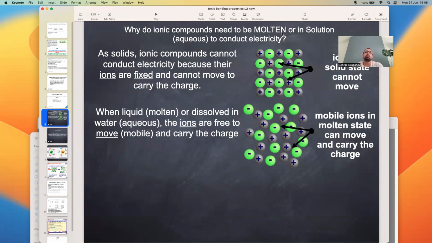Why do ionic compounds need to be molten or in solution to conduct electricity? Well, when the ionic compounds are solid, the ions cannot move. That's actually all you need to say.